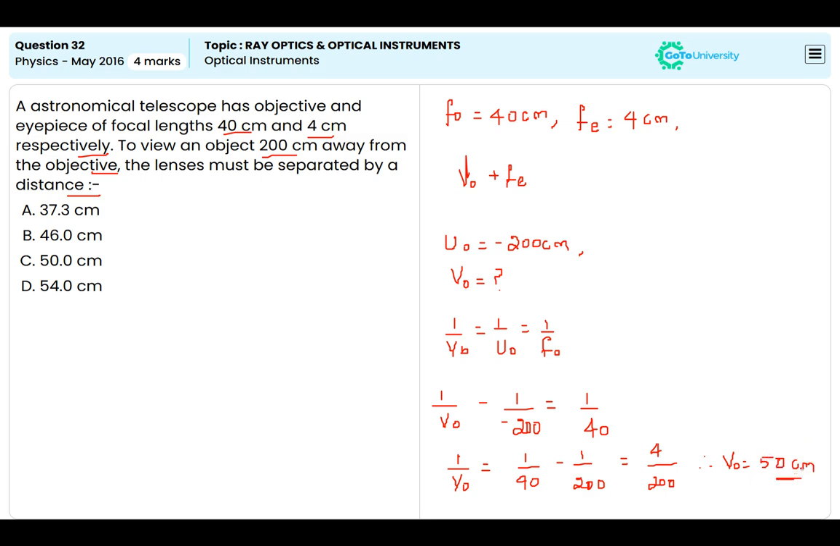Thus, the tube length is 50 plus 4, that is 54 centimeter. Option D is the right answer.